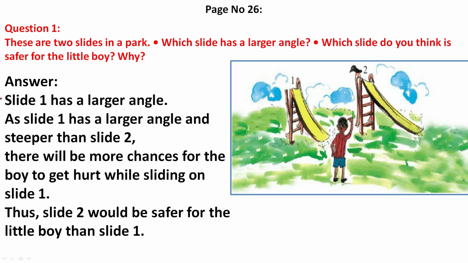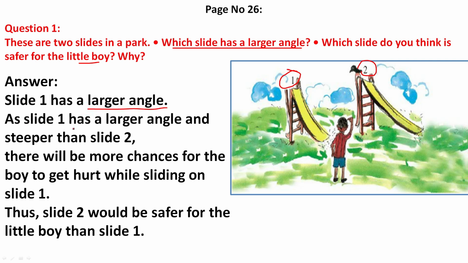There are 2 slides in a park. Which slide has a larger angle? Which slide do you think is safer for the little boy? Why? This is slide number 1. This is slide number 2. Now you see, the first one has a larger angle.